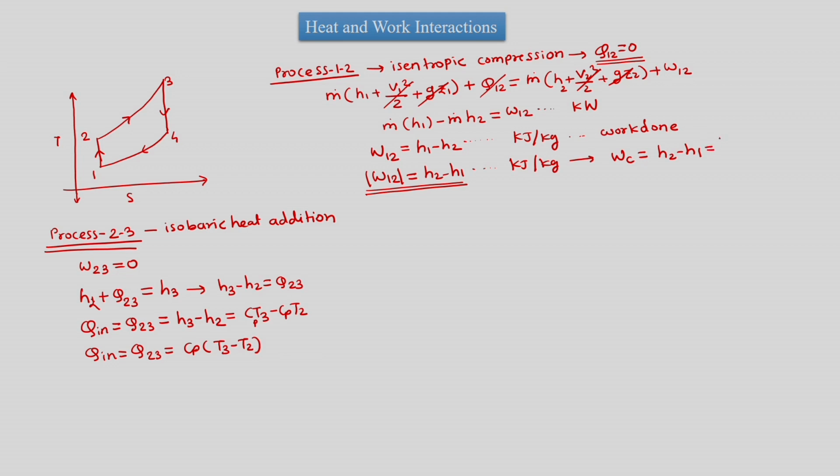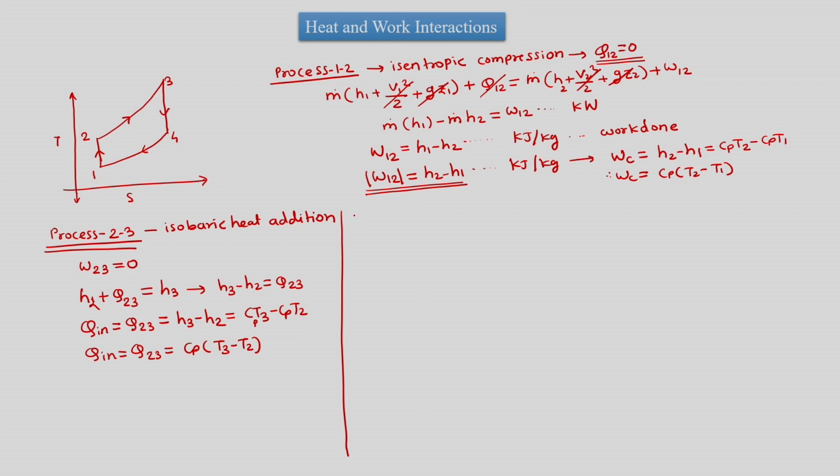Similarly, for the compressor work, we can replace enthalpy with temperature as Cp into T2 minus Cp into T1. So we get the compressor work as Cp into (T2 minus T1).